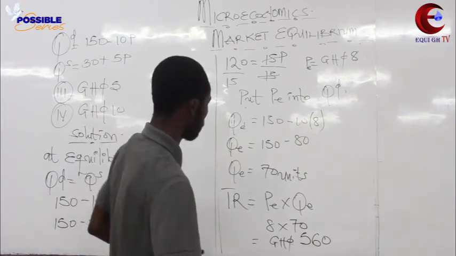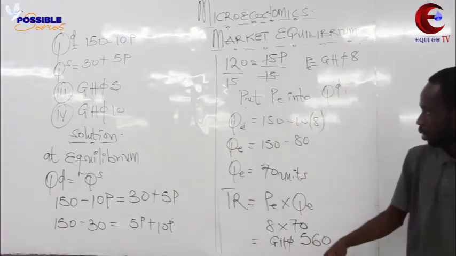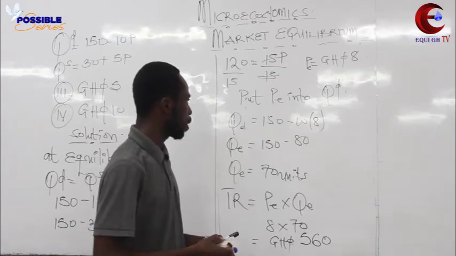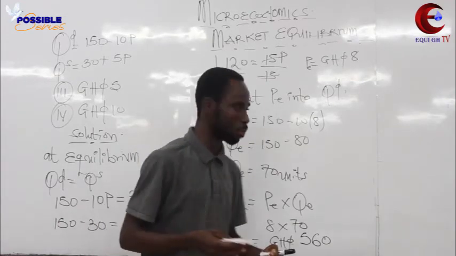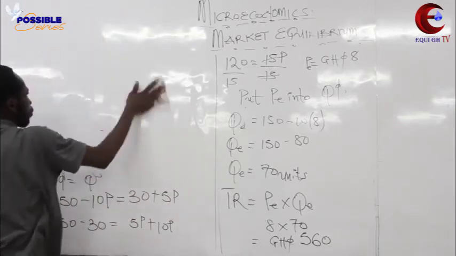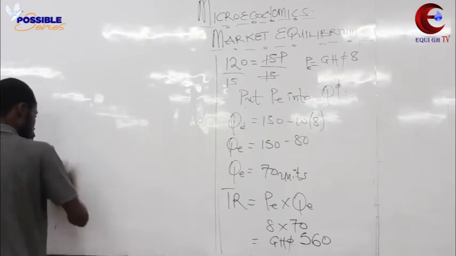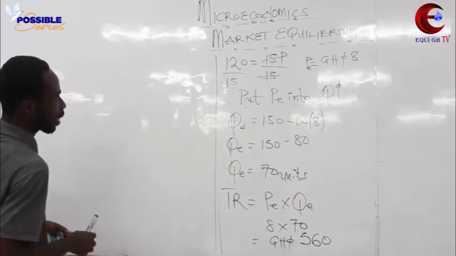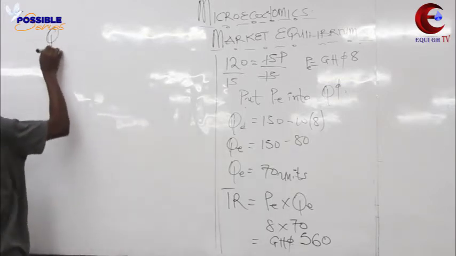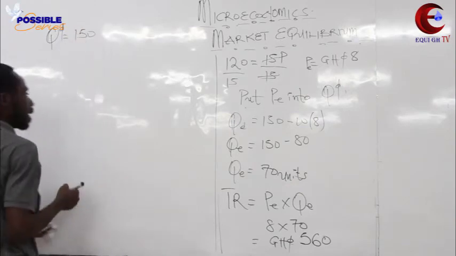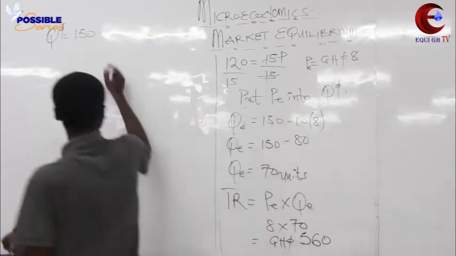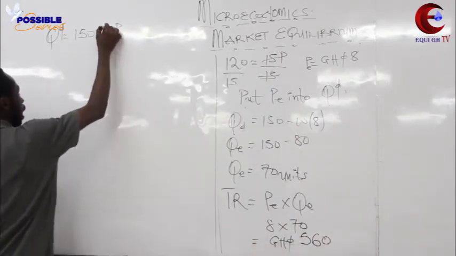Now, having seen this one, we have to plot the demand and the supply curves, and then from there we look at our shortage and the surplus. I told you that before you plot you need coordinates. So we are going to work out the coordinates. The demand function is 150 minus 10p. I hope it makes sense.